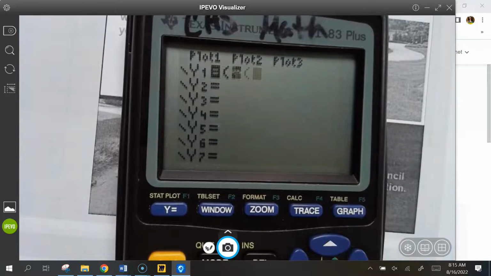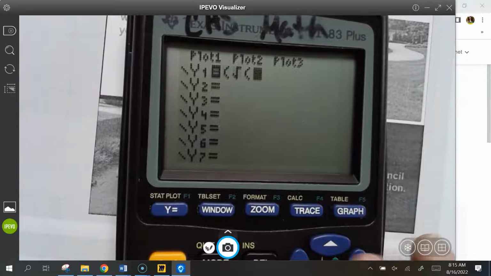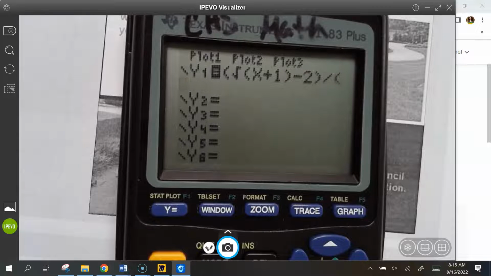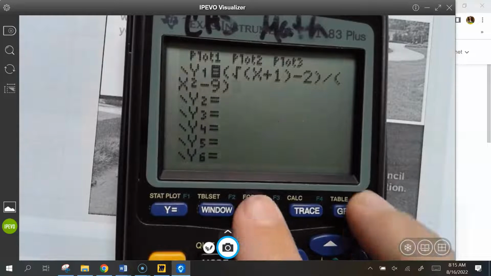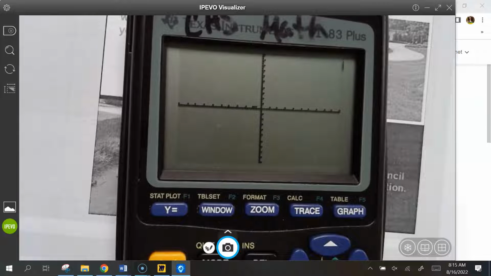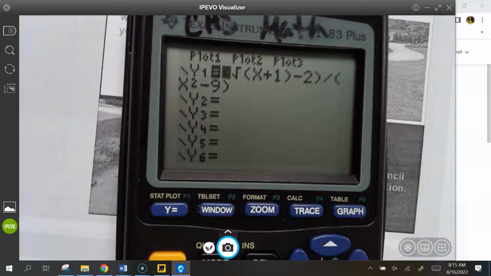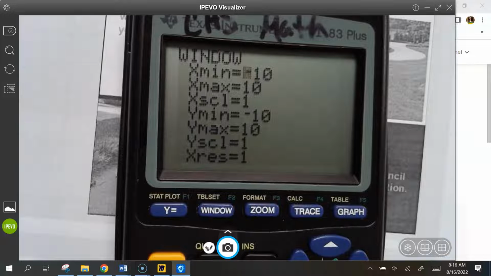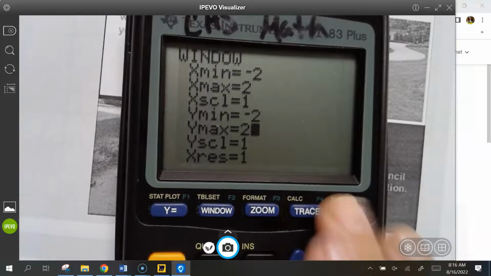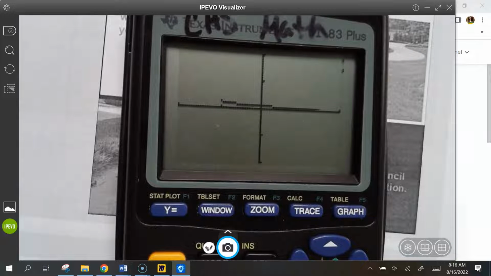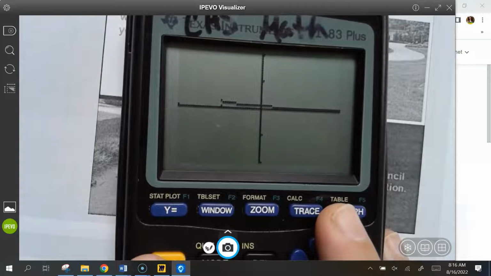The square root of x plus 1 minus 2 divided by x squared minus 9. Is that what y'all got? Did it do that? Okay. Square root of x plus 1 minus 2, all that's on the top, divided by x squared minus 9. That's not what y'all's look like? Let me zoom in some. There we go. Regardless, I'm approaching 3. Clearly, I'm not going to be able to see it from the graph, so I'm going to go into the table.